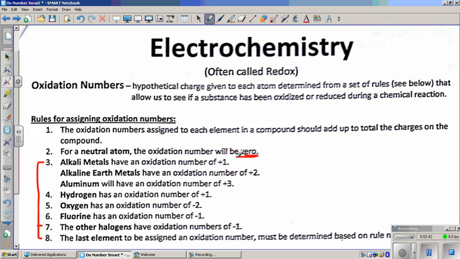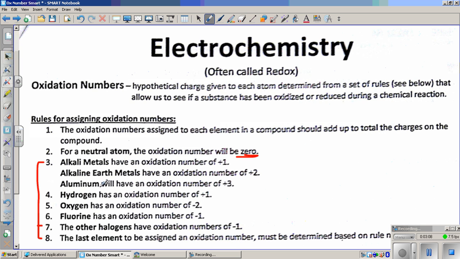Now, the order. From then on, you're going to be looking for certain things. You're always going to start by looking at the elements in your compound for alkali metal, alkaline earth metal, or aluminum. If you have any of them, then their charge, based on the periodic table, is what their oxidation number is. Then you look for hydrogen. If it's there, it will have its plus 1. And then you look for oxygen. If it's there, it'll have its minus 2. Then fluorine, and then the other halogens.